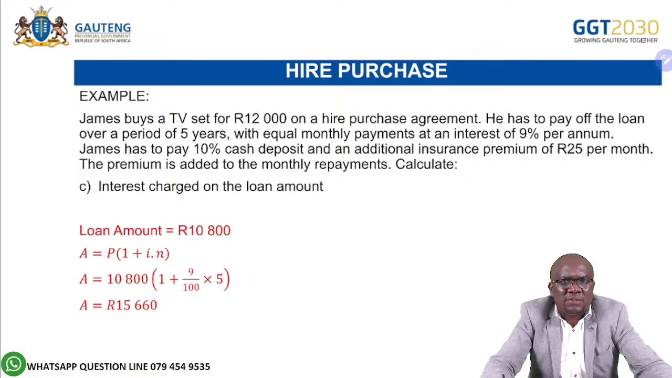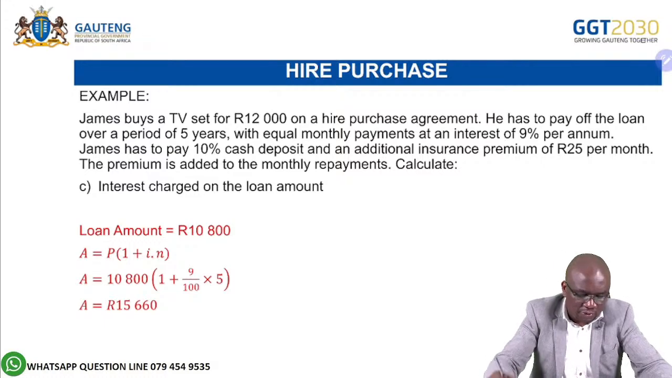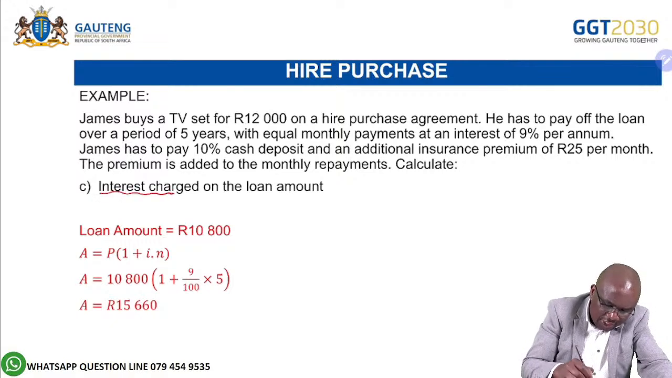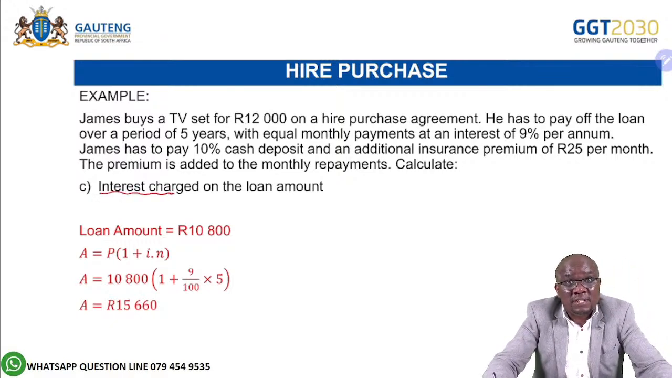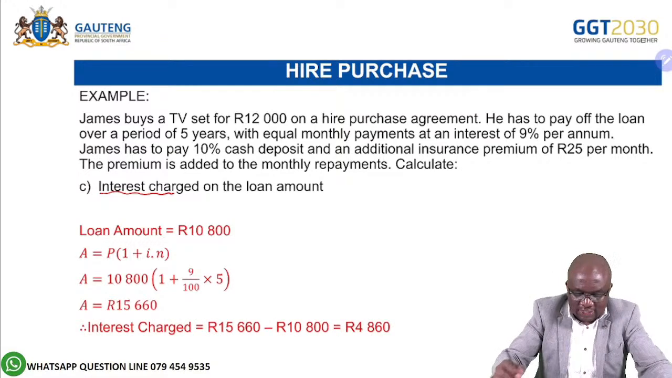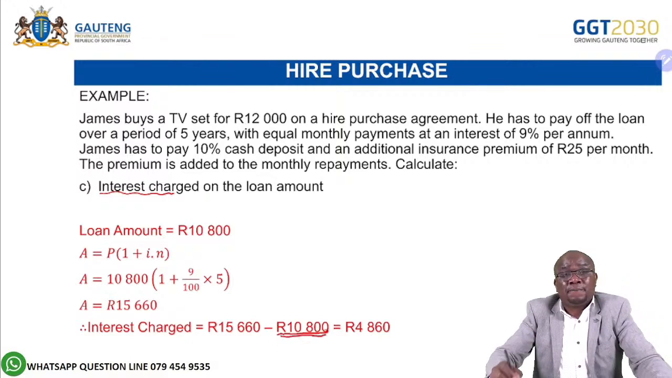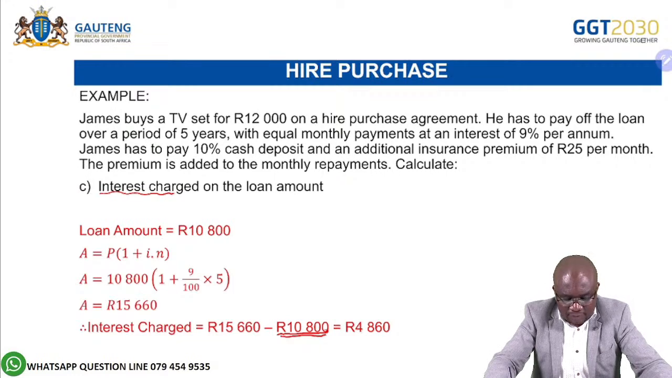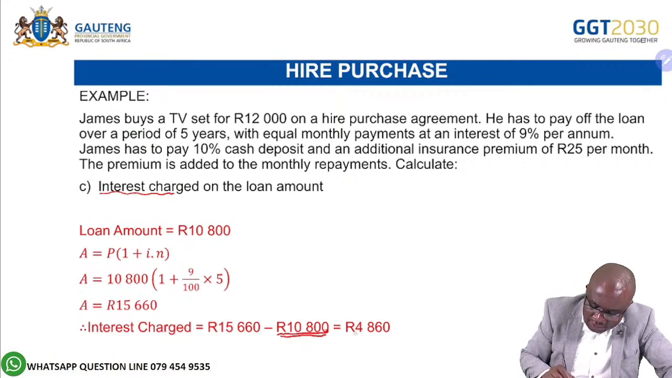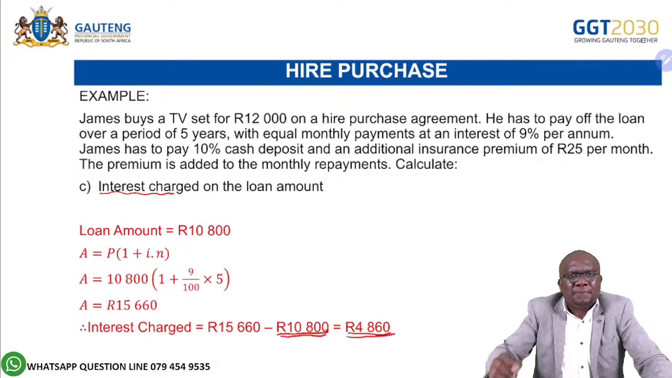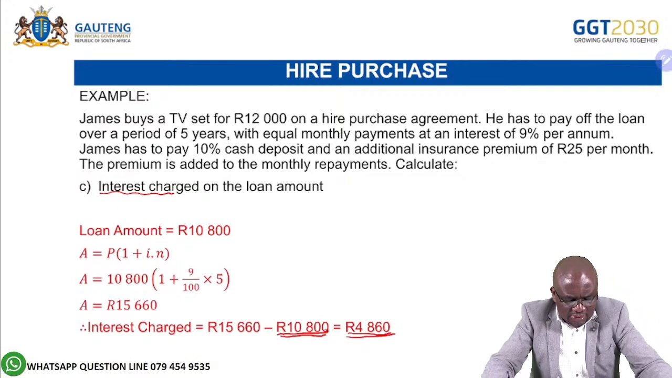So what interest is paid here? Because the question says interest charged. So it's going to be 15,660 minus, not minus 12,000, minus 10,800, because this was the loan amount that was taken, not the 12,000. Okay, so the interest is 4,860. That was the interest amount.